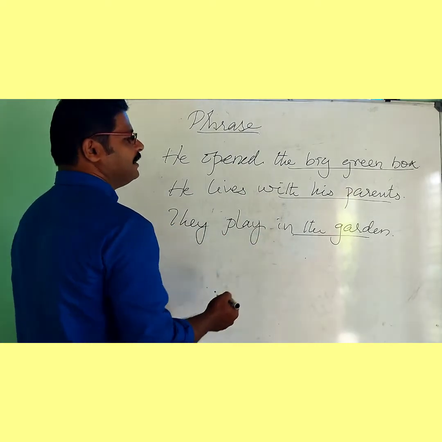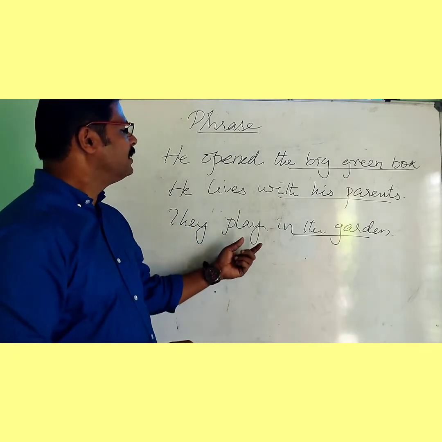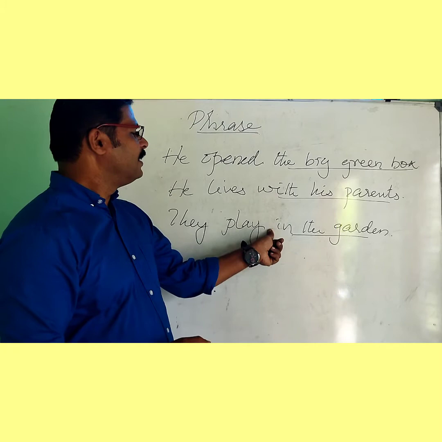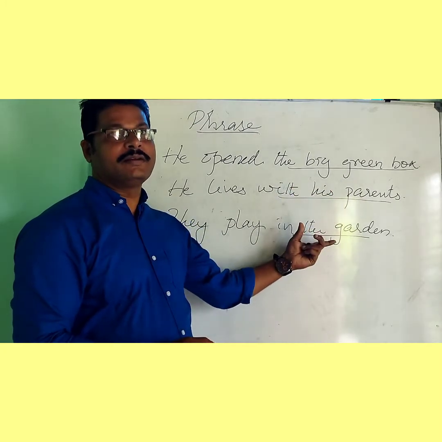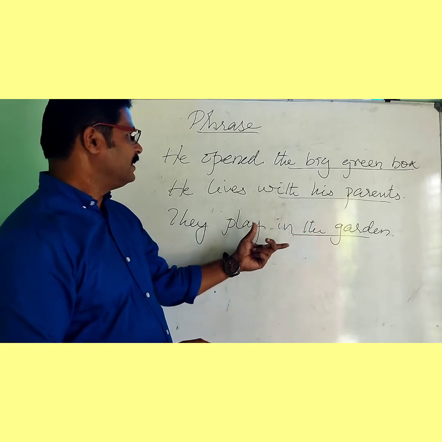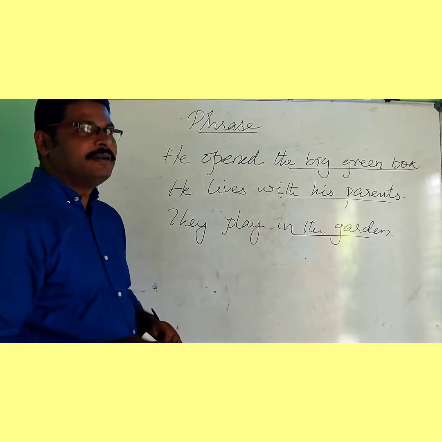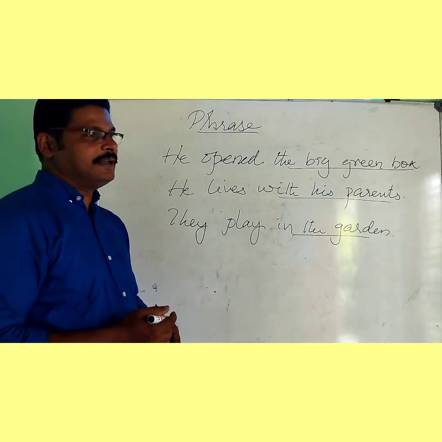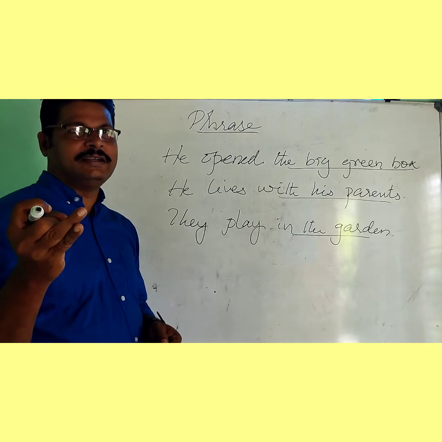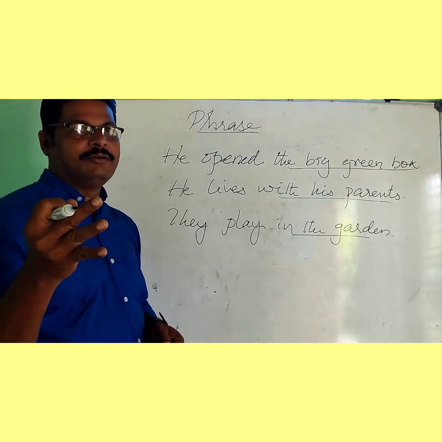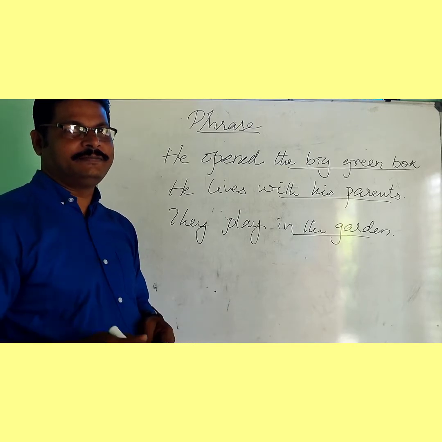And they play in the garden. We can say they play. That is a sentence. But to make it more meaningful, in the garden is added to the sentence. So we get more meaning for these sentences. So those are the examples of phrases. Now, we have mainly three different kinds of phrases. One is noun phrase, the other one is adjective phrase, and the third is adverb phrase. We shall briefly see what all those three are.